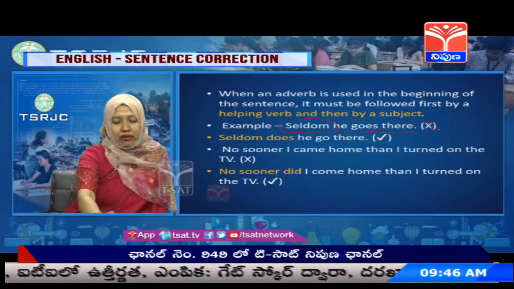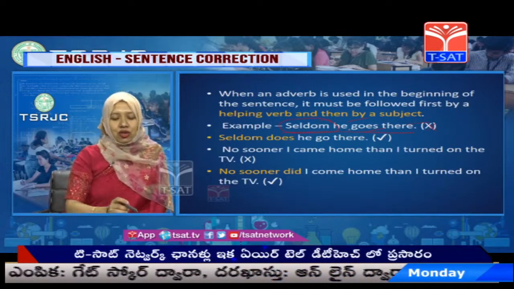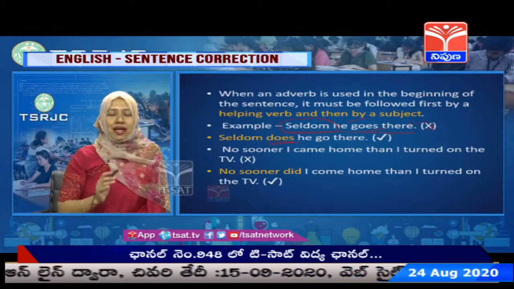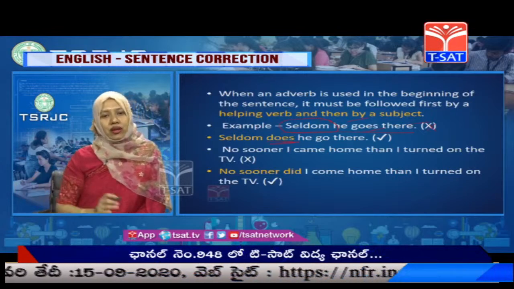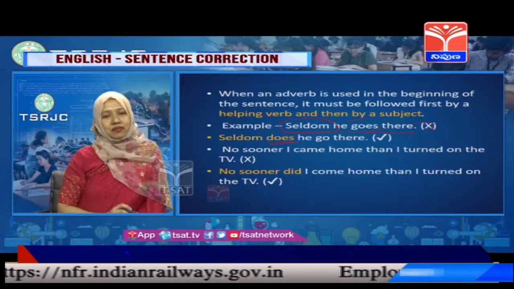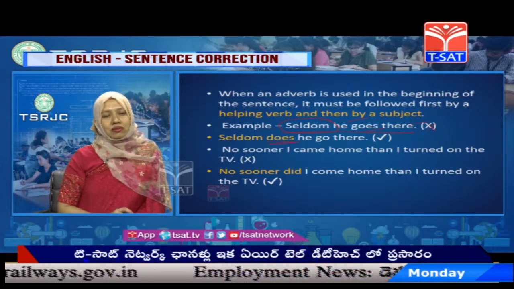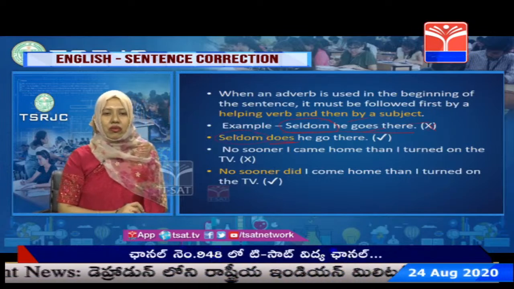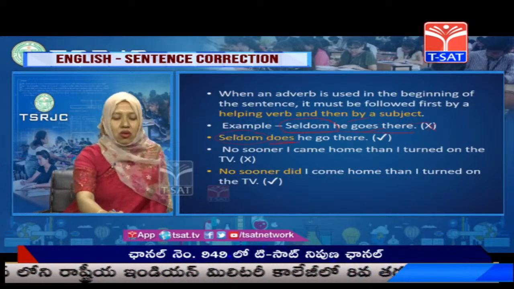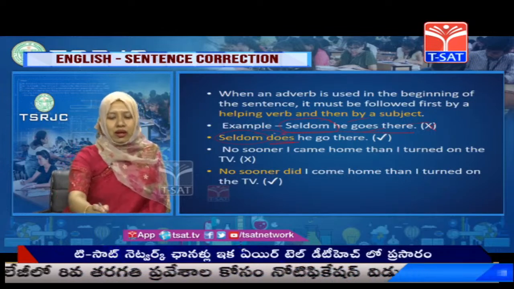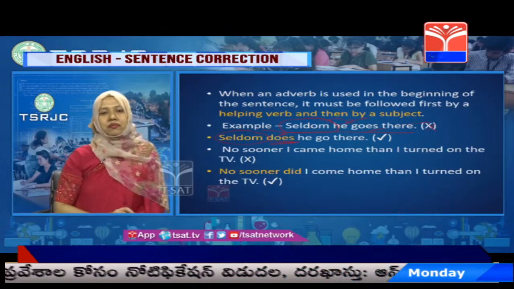The adverb should never be followed by a subject. It should always be followed by a helping verb. Seldom does he go there. Seldom does he visit us. Seldom is an adverb of frequency, meaning very rarely. So always adverbs should be followed by helping verbs, not by subjects.